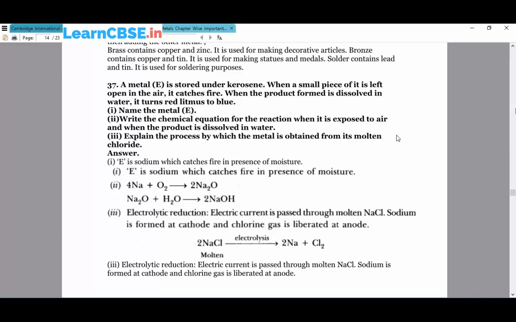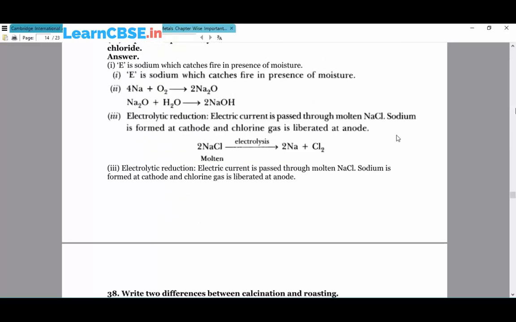Explain the process by which the metal is obtained from its molten chloride. Okay, electrolytic reduction we have to do because it is a highly reactive metal. The electric current is passed through the molten NaCl. So the sodium is deposited at the cathode and the chlorine gas is liberated at the anode. The equation is 2NaCl in the molten state, upon electrolysis, gives 2Na + Cl2 gas.